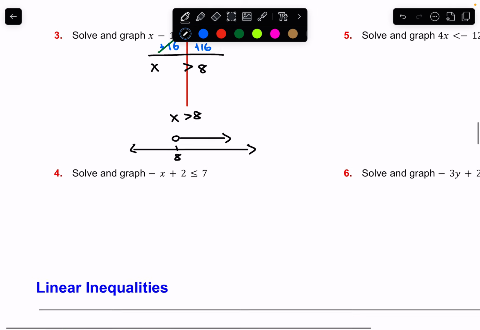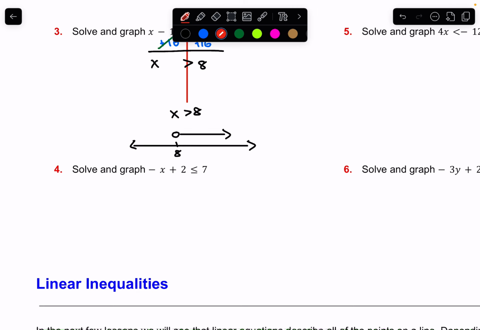All right, number 4, same idea. I'm going to start by drawing a vertical line to keep me organized. I see negative x plus 2, so I'm going to subtract 2 from both sides. The 2's on the left will cancel, so I have negative x is less than or equal to 7 minus 2, which is 5. So now I have to get rid of that negative x.